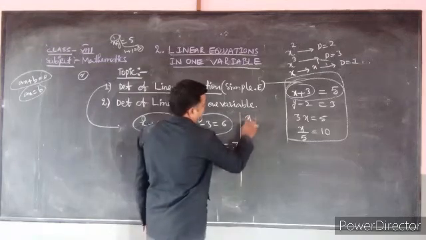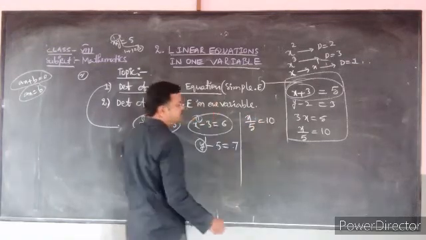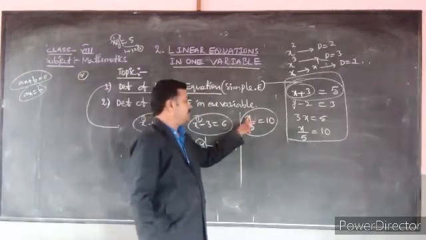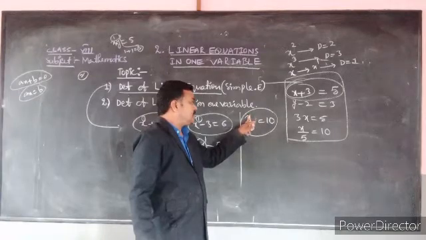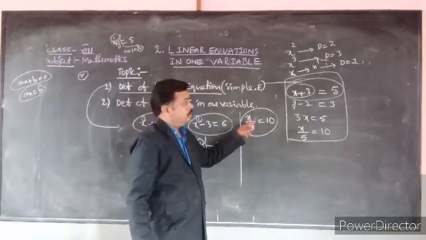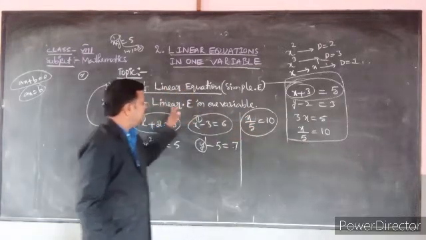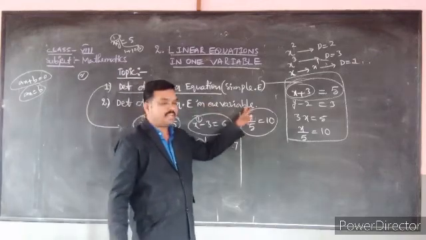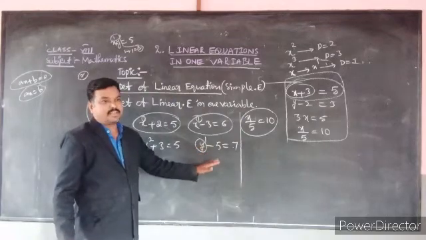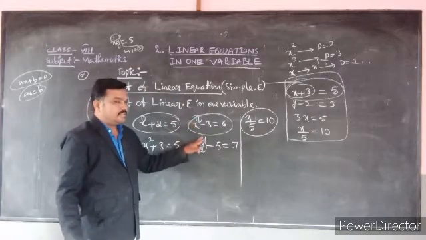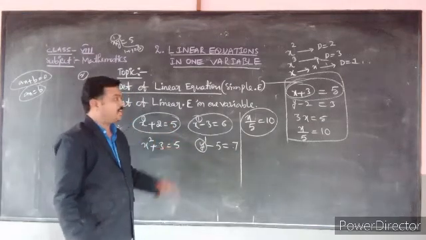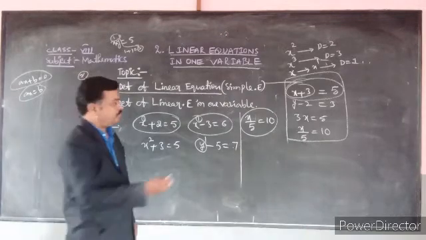What about this? x by 5 is equal to 10. Is this a linear equation or not? Yes. Here the degree of x is only 1. This is a linear equation, and only one variable is there. That is an example of a linear equation in one variable. It may be division or addition or subtraction, whatever it is. We just have to observe that the degree of the variable is 1 and there is only one variable. That is called a linear equation in one variable.